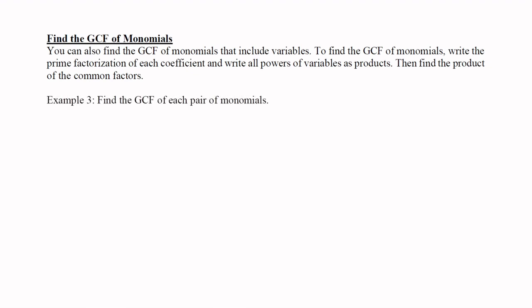So in example 3, we're going to find the greatest common factor of each pair of monomials. Let's start with 3x to the third and 6x squared. We write the prime factorization of 3x to the third, which is 3 times x times x times x. 6x squared can be written as 2 times 3 times x times x. Both of these prime factorizations share a 3, an x, and another x. So we take those three pieces, multiply them together, and our greatest common factor is 3 times x times x, which is 3x squared.